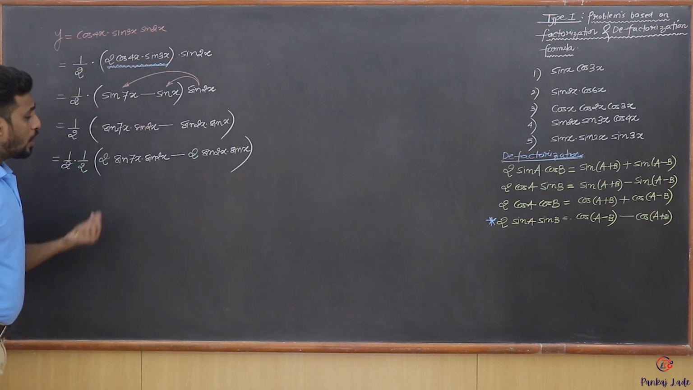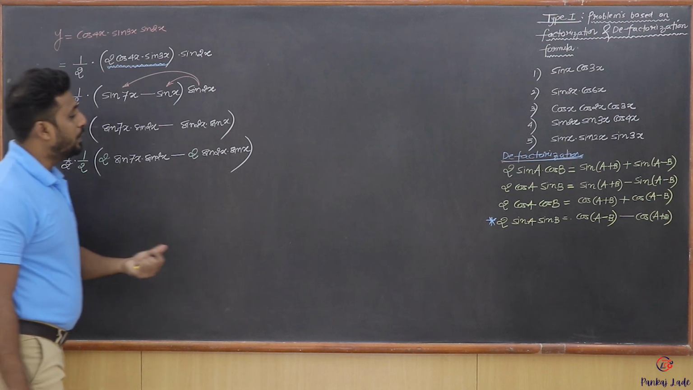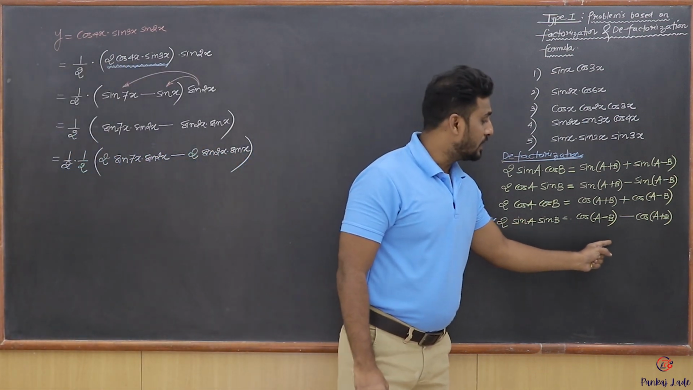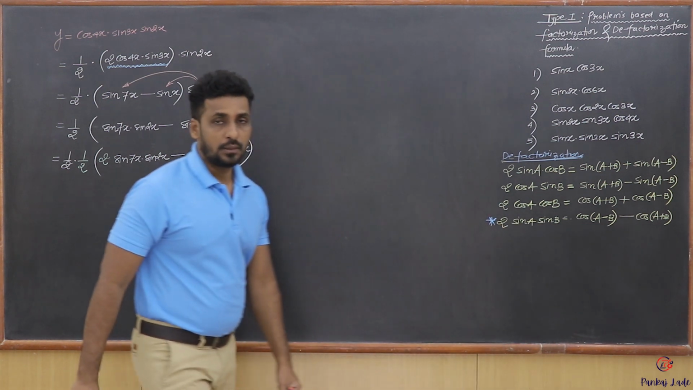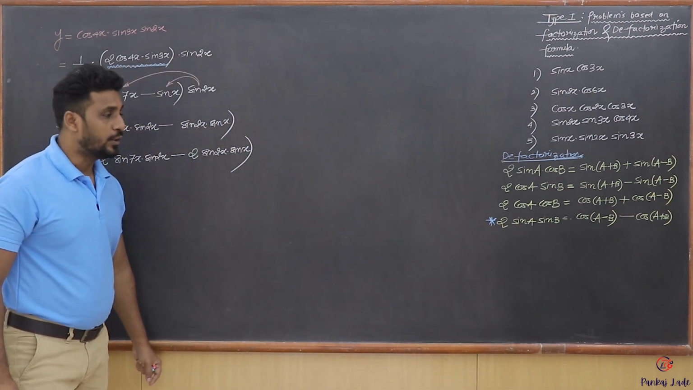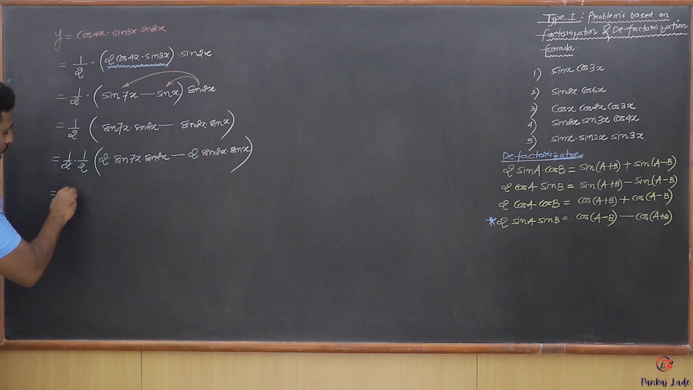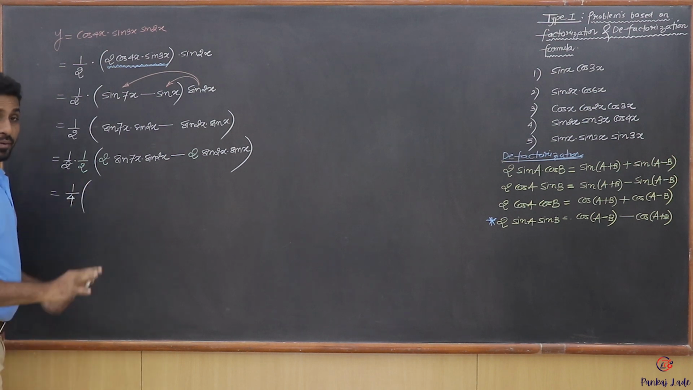Now you can observe this is 2 sine a sine b. You know 2 sine a sine b is cos a minus b minus of cos a plus b. It's a very different formula, students. You always need to keep an eye on that fourth formula. So that's 2 sine a sine b. So ultimately 1 by 2 into 1 by 2 becomes 1 by 4 and inside the bracket, be very careful.